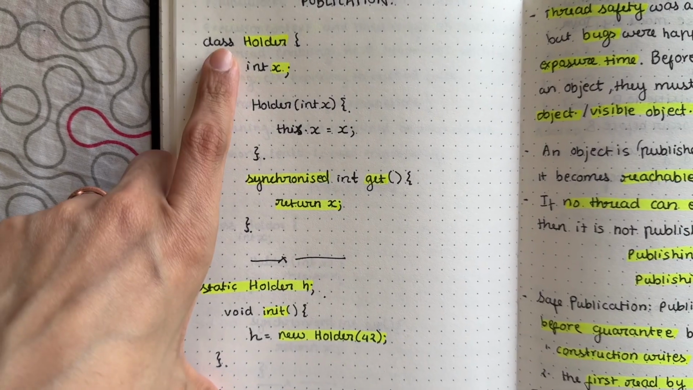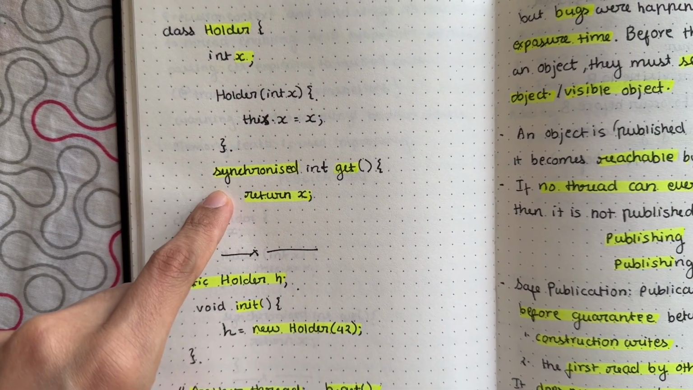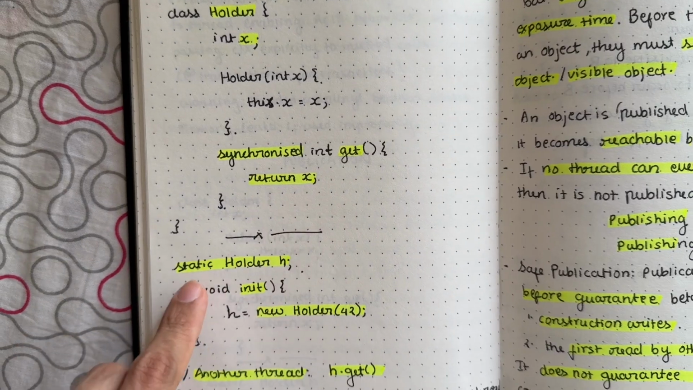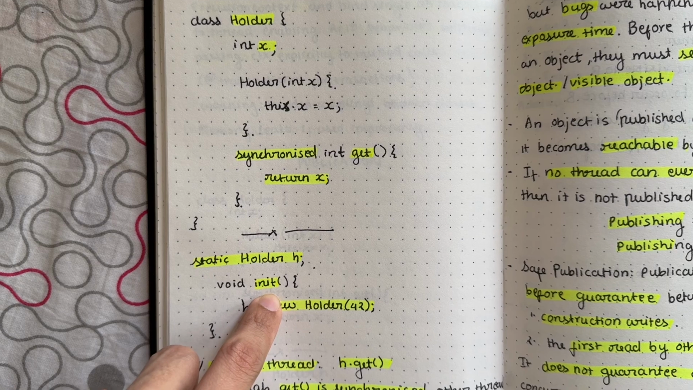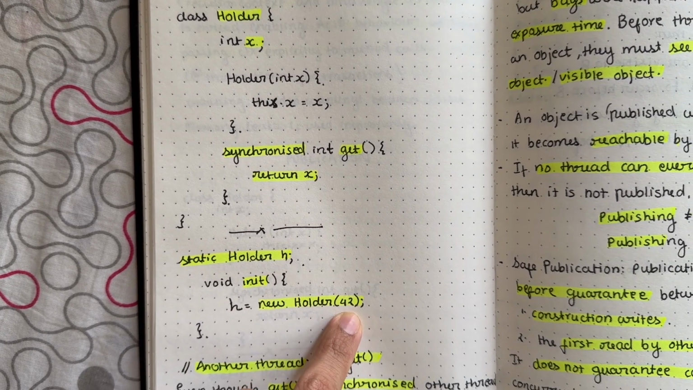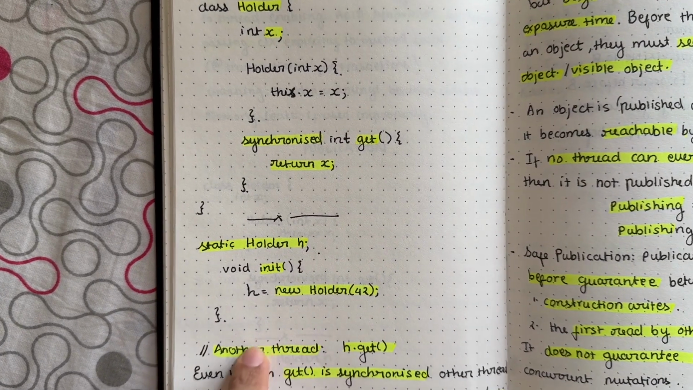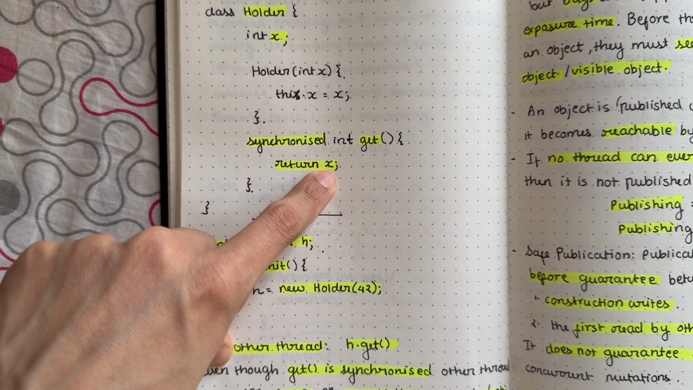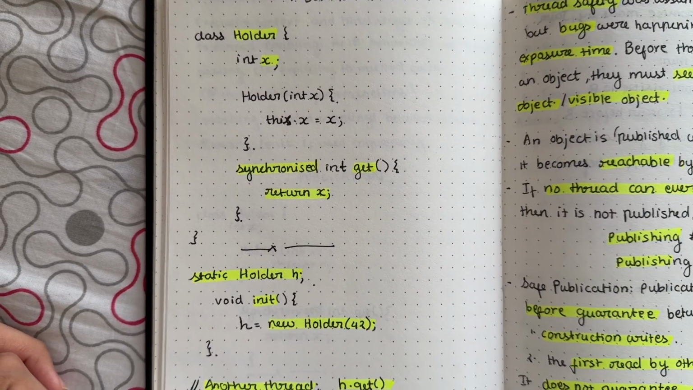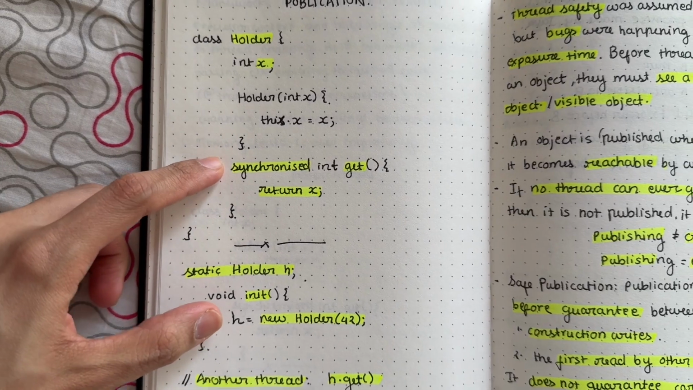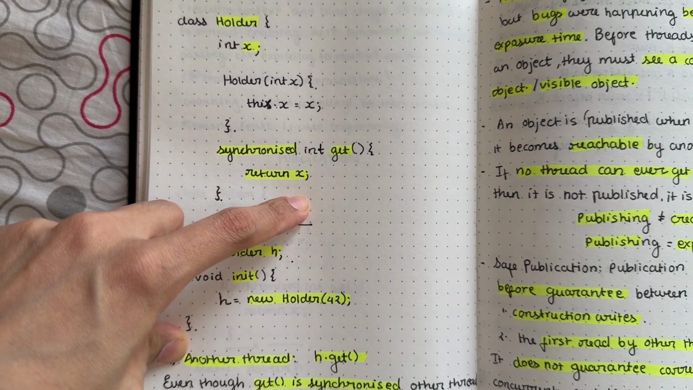Now let's have a look at the class Holder. Holder class has a single field X which has a synchronized getter which returns X. I have a static Holder object variable which is initialized in the init method with X value being 42. Now this static Holder H is being accessed by many threads which access the X value from H.get, that is the synchronized get. Now it is expected that as the getter is synchronized, the access is thread safe and each thread should get X as 42.